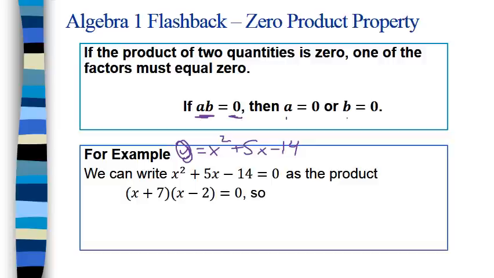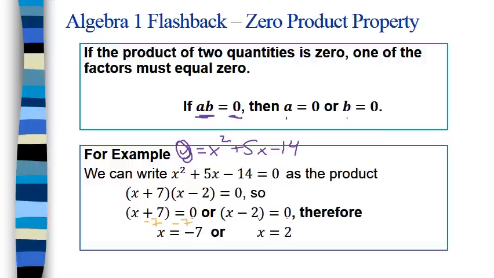And so if these multiplied together equal 0, then we can rewrite it as two separate equations, either x plus 7 equals 0 or x minus 2 equals 0. And if that's true, we can utilize our simple equation solving techniques that we learned in 6th grade. So x plus 7 equals 0, so if we subtract 7 from both sides, then we get x equals negative 7, and if we add 2 to both sides, then we get x equals 2. And so here are the solutions to the quadratic.